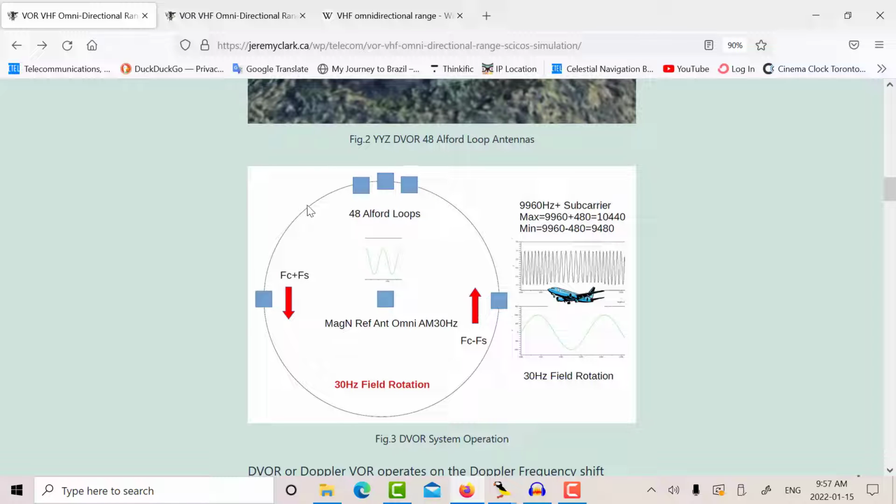basically the antennas are switched at a rate of 30 hertz going counterclockwise. And at any instant in time, there'll be one that's on here, fed with FC minus FS, and there'll be another one on here that's fed with FC plus FS. So there's two subcarriers above and below FC by 9960 hertz. So at this instant, this Alford loop will be transmitting a carrier at FC plus FS, and this one here will be transmitting a carrier at FC minus FS. And there's a commutation of all these antennas at 30 hertz.